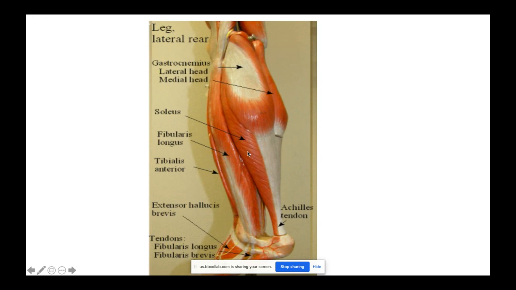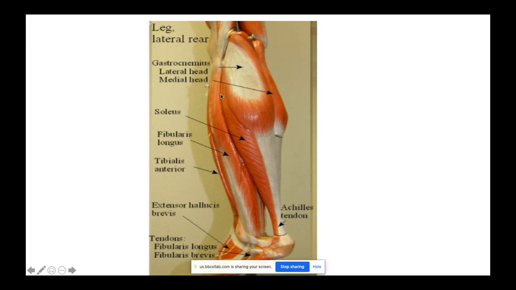So here's the gastrocs and here's the soleus, both of these attached to the calcaneus by way of the Achilles tendon, and these are plantar flexors. That means stepping on your tippy toes. Just think of a person that wears heels. It gives very, very nice shape to the gastrocnemius because the foot is in a plantar flexed position.